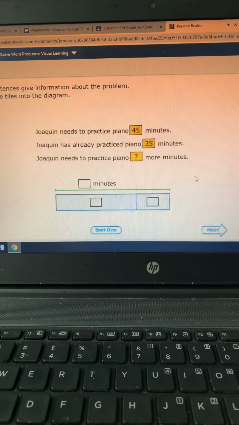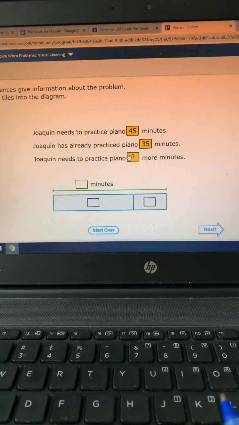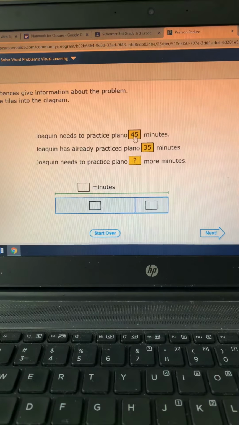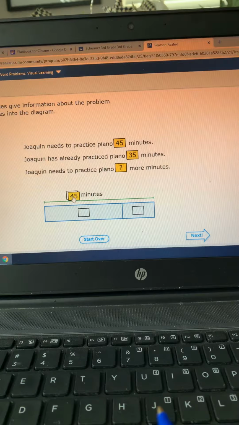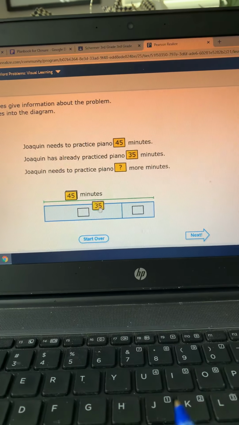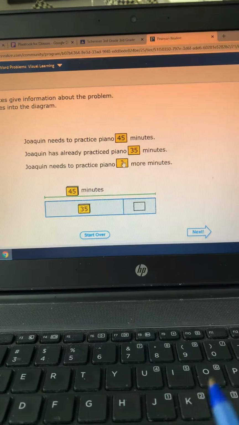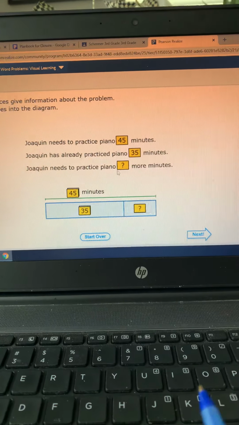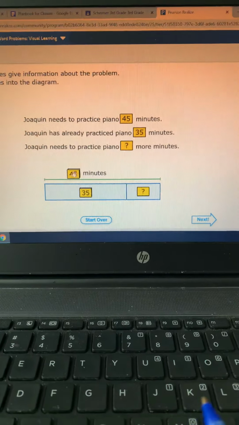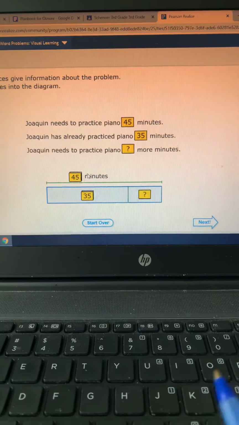All right, so if we do the try it. The total, remember the big number always goes here. So that goes there. 35 is what he's done so far. And the question mark is what he has left to do. So it should look like that. Remember, when we do bar diagrams, the total number, the highest number, always goes at the top.